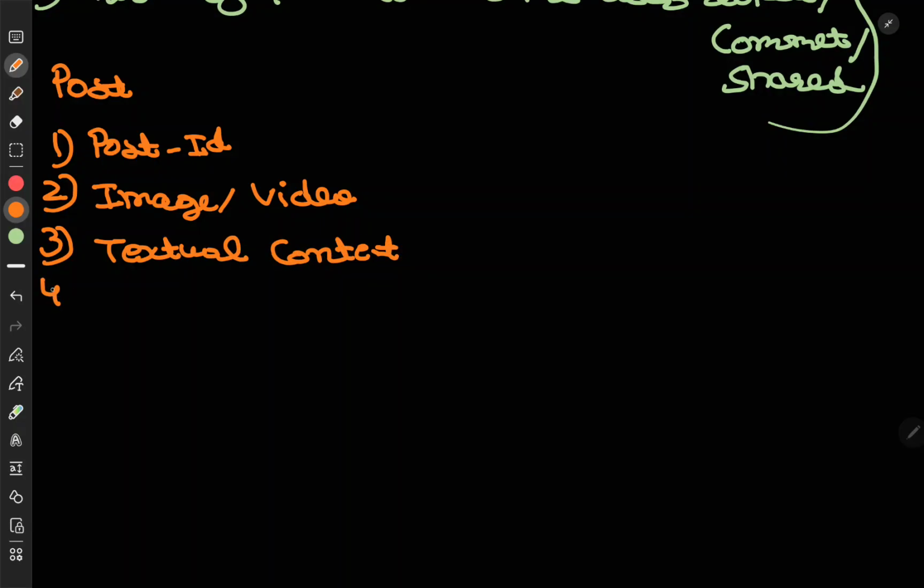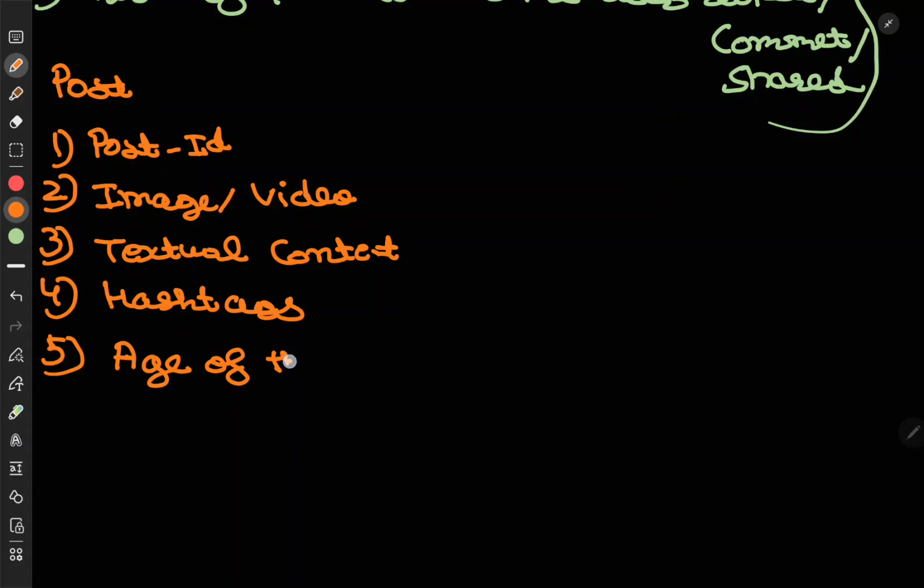Then generally we see that there are hashtags always there with the post. Then comes the age of the post, which could also be there. For example, if a user is posting something today, it's just a fresh post, right? But if it was posted 7 days ago, so this could also be one thing, age of the post.